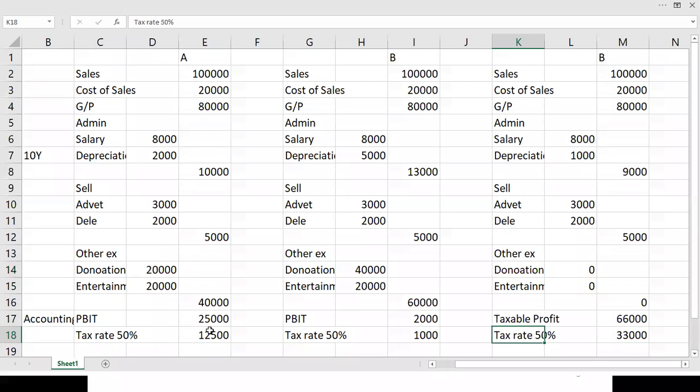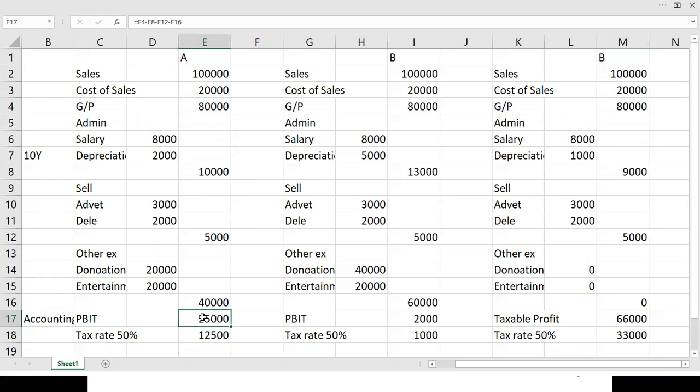Taxable profit here, for A company 20,000, is it accounting profit or taxable profit? Accounting profit. What's the reason? Calculated using accounting theories. Yes, exactly. Very good. And company B, 2,000, accounting profit or taxable profit? For B company also, they follow accounting rules. But for the tax purposes, they follow tax rules. Then this 66,000 is the taxable profit.